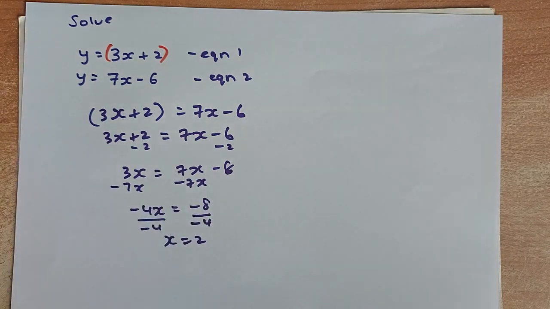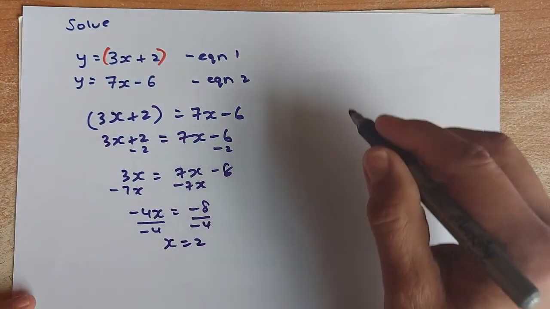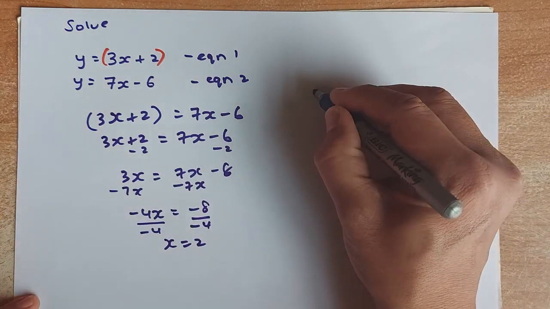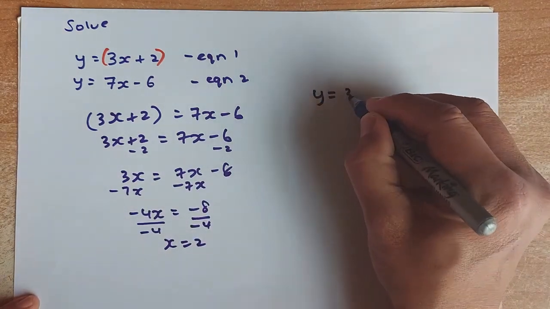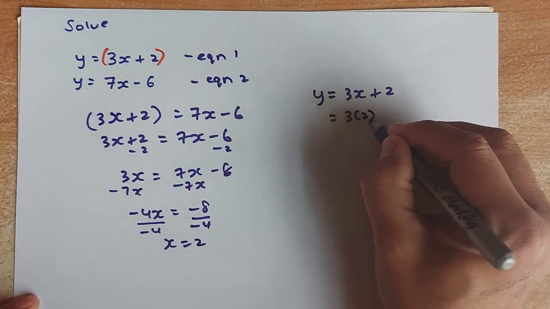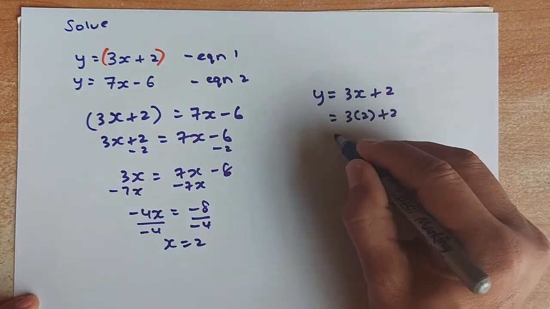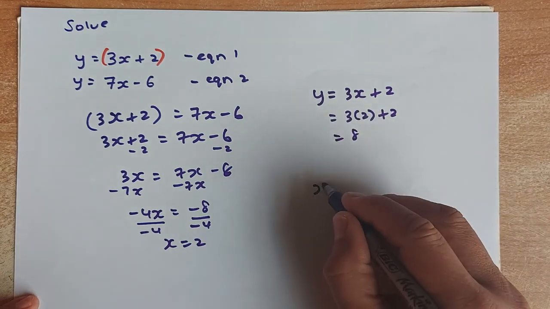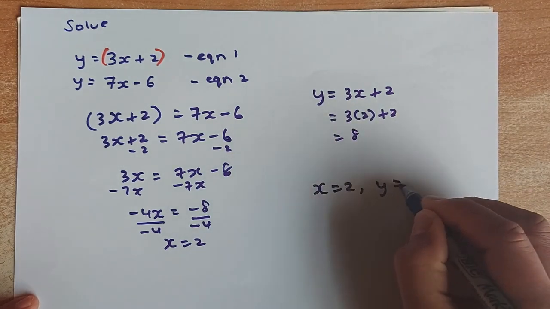Again, that's not good enough because you need to find your y. We're going to continue here. So if x is 2, we substitute into equation 1, y equal to 3x plus 2. And when x is 2, so 3 times 2 plus 2. And the answer is going to be 8. Your final answer, x equals 2, y equals 8.